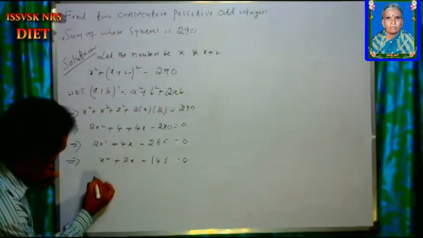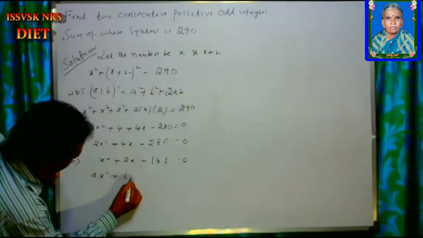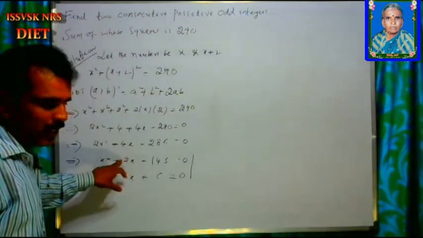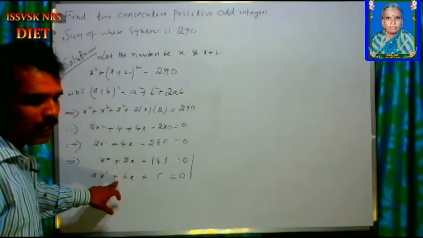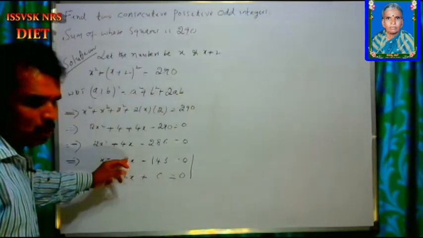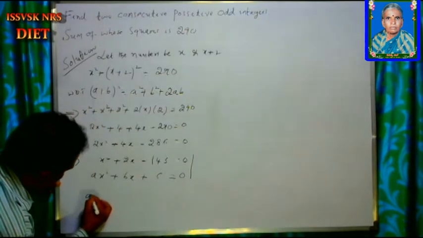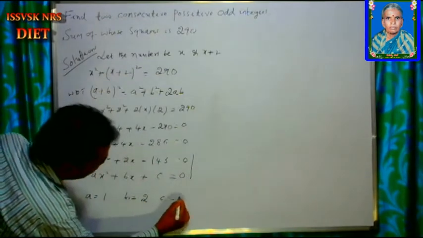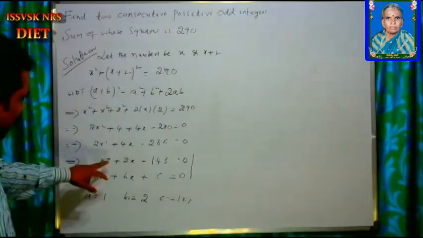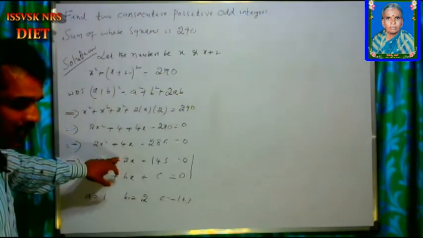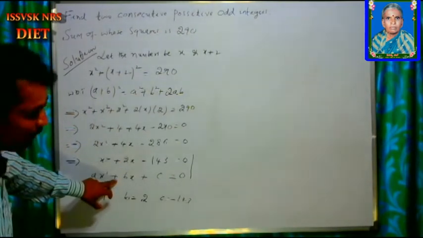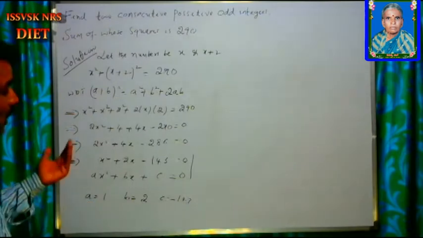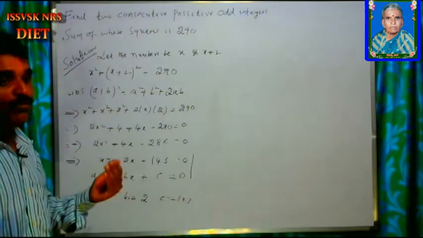The standard form is given by ax square plus bx plus c is equal to 0. This is the standard form of the quadratic equation. By comparing these two, that is the quadratic equation in x and the standard form, we have the values of a, b and c: a is equal to 1, b is equal to 2, c is equal to minus 143.